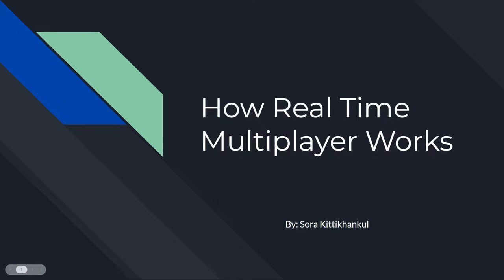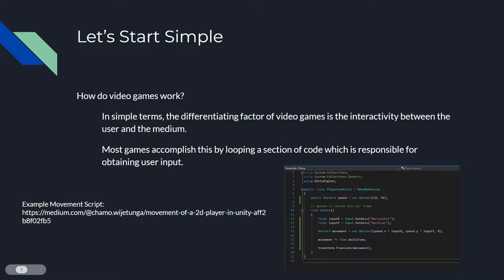I'm going to be touching upon a brief history of real-time multiplayer and the previous forms of multiplayer that we've had up until what we currently have right now with online multiplayer. So let's just start simple. How do video games work?